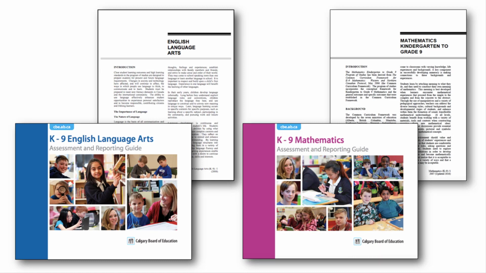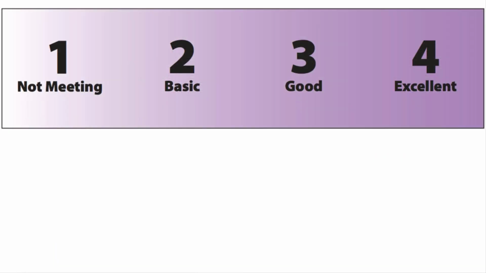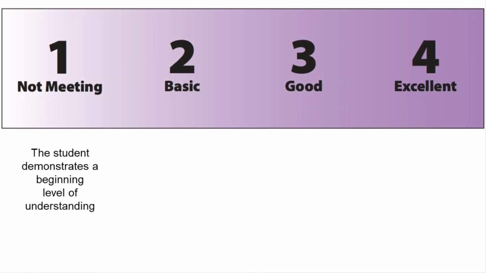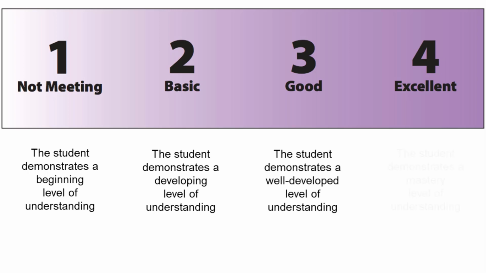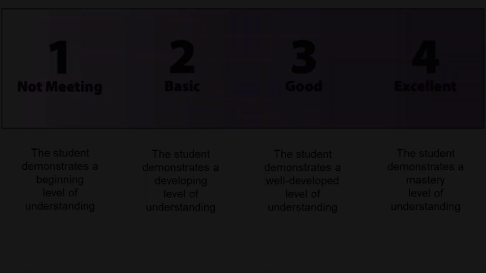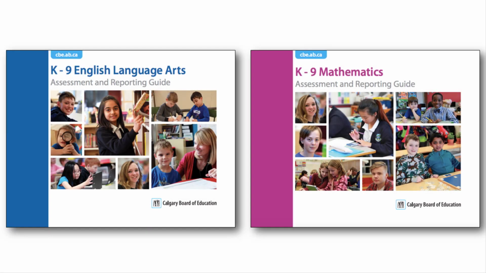When used together with Alberta Programs of Study, the assessment and reporting guides will support us in building a common understanding of the K-9 proficiency scale for academic achievement. They will also increase consistency in the way we use the scale to assess student learning and communicate with students and families about achievement.